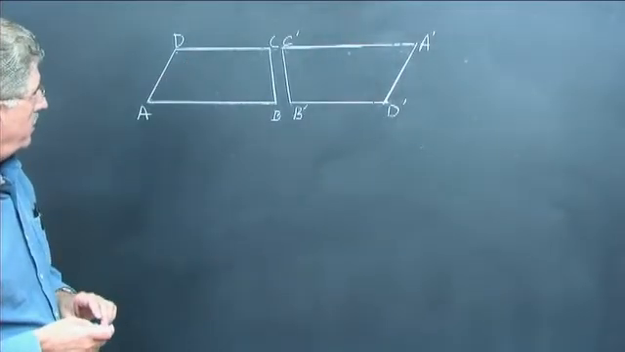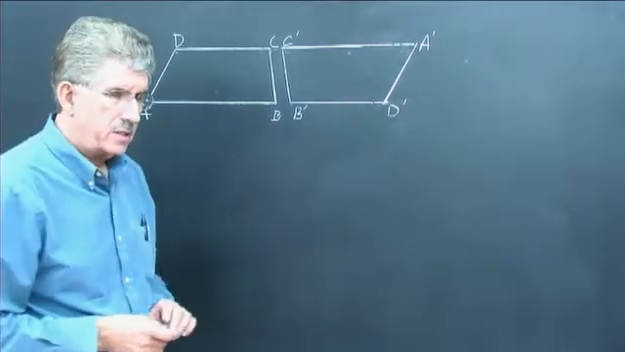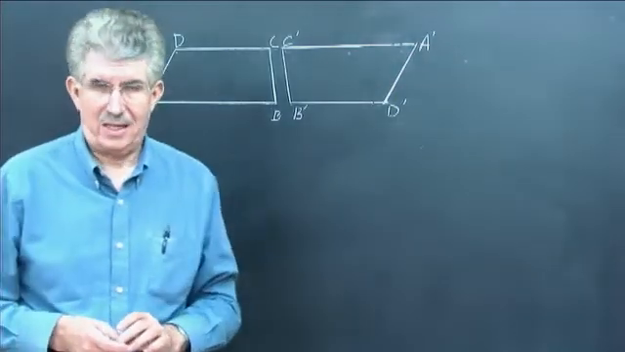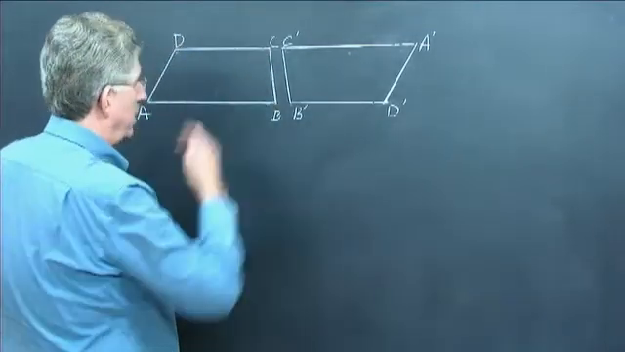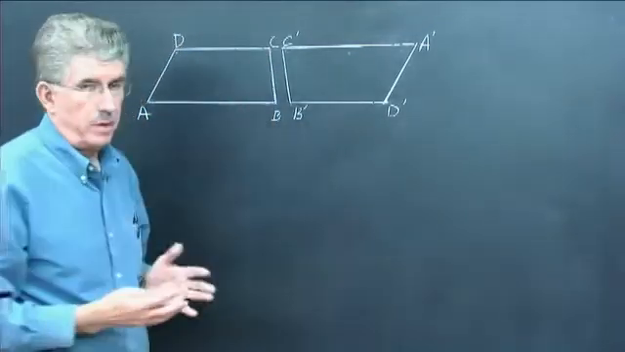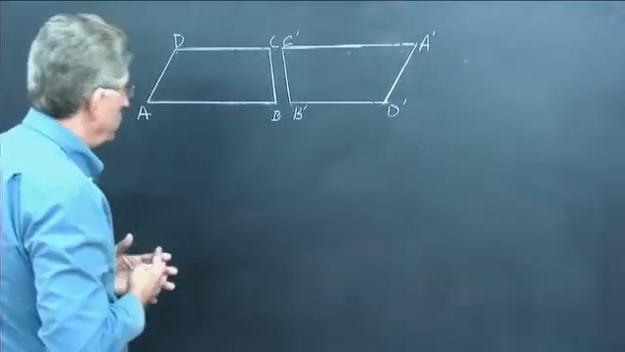It's a quadrilateral, ABCD, and the trapezoid is defined as a quadrilateral having exactly two parallel sides. These other two sides here are not parallel. If they were, then it would be a parallelogram. So this is a trapezoid.